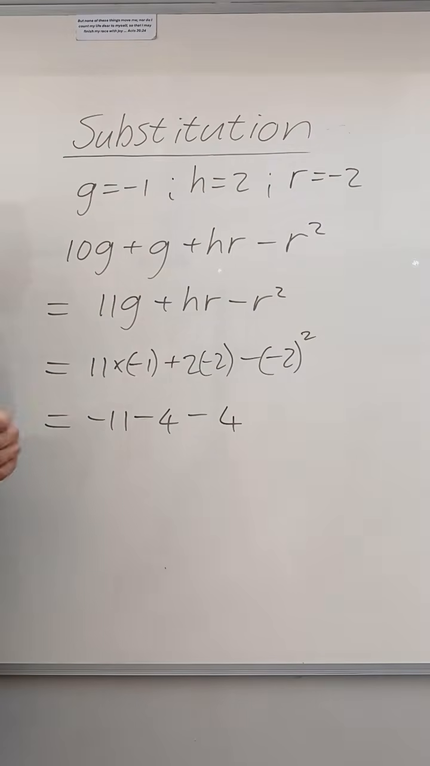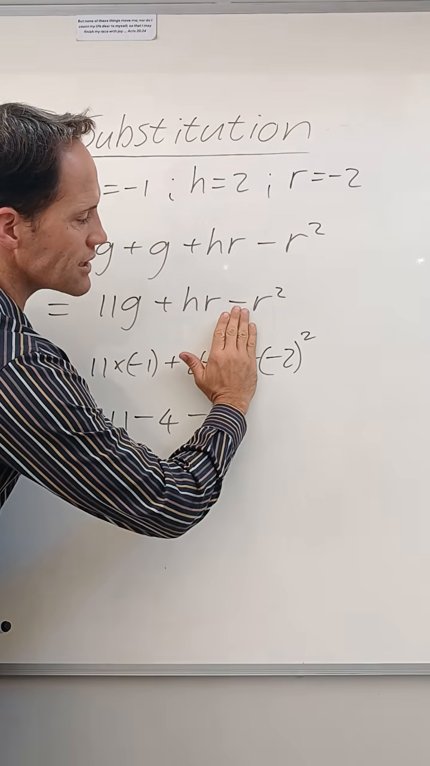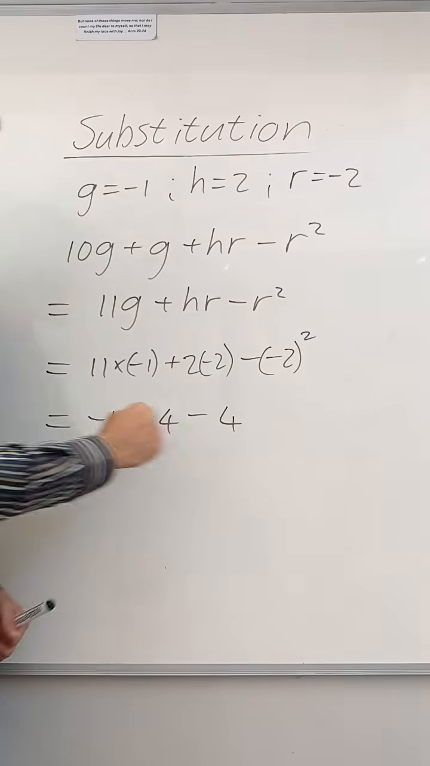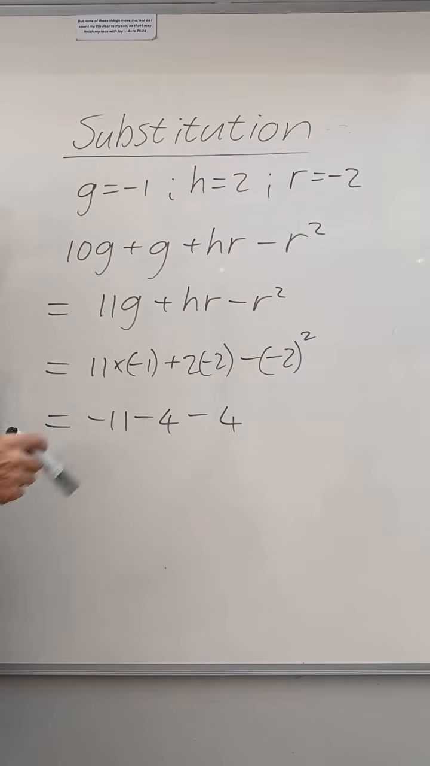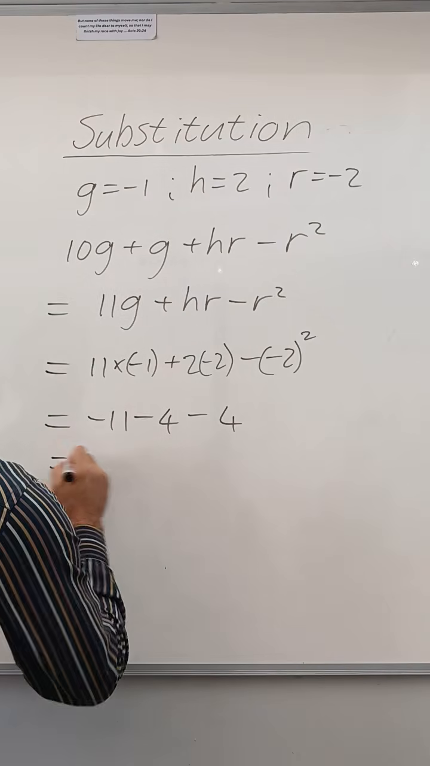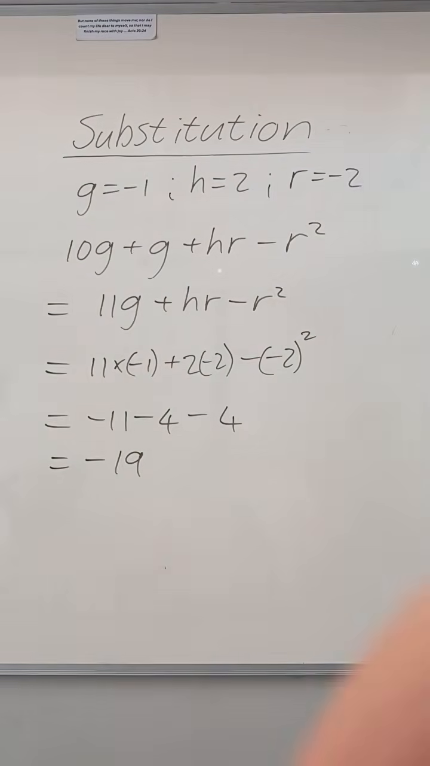But what about that negative there? It stays there. The negative was there already. If I just look at that, -2 squared is 4. But then that negative stays in the front. So we got -11 minus 4 minus 4. So that gives you -19.